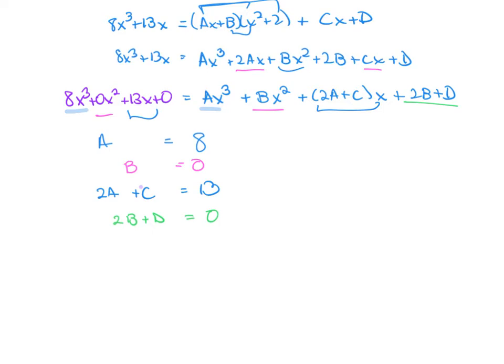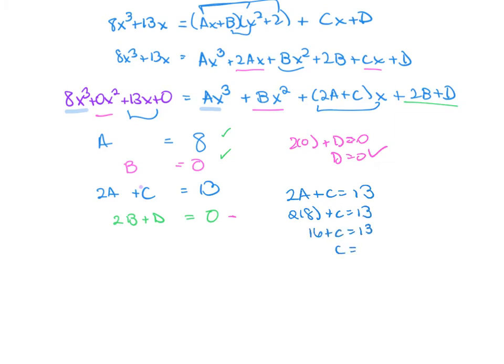So then we solve. We know what a and b are, so we can solve for d very quickly in the last equation. So 2 times 0 plus d equals 0. Therefore, d also equals 0. Now we need to just solve for c. So we have 2a plus c equals 13, so 2 times 8 plus c equals 13. Therefore, c equals -3.